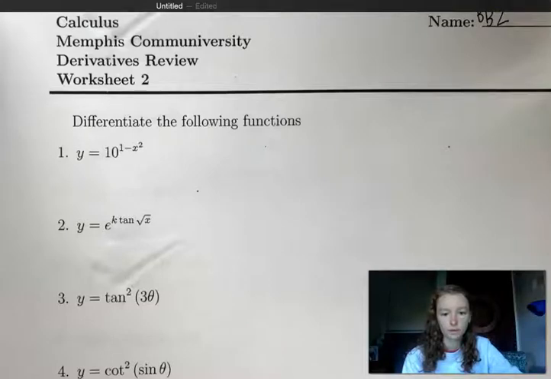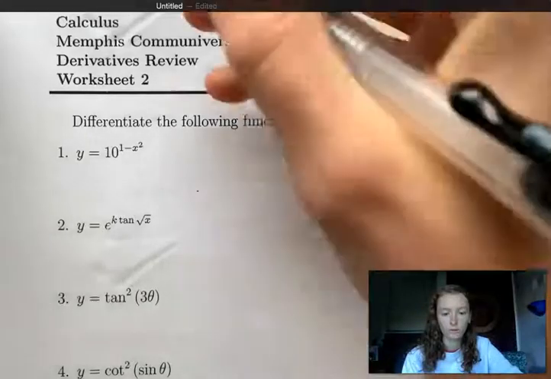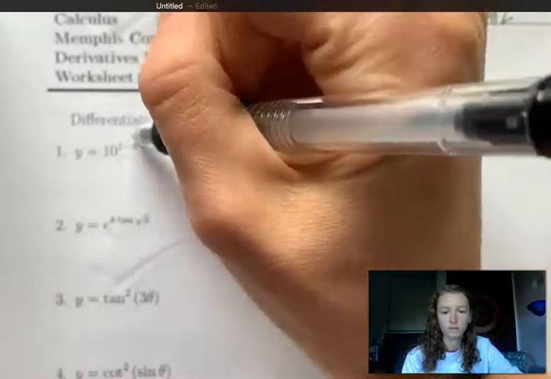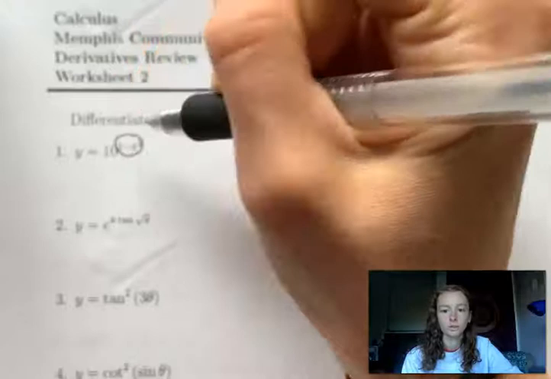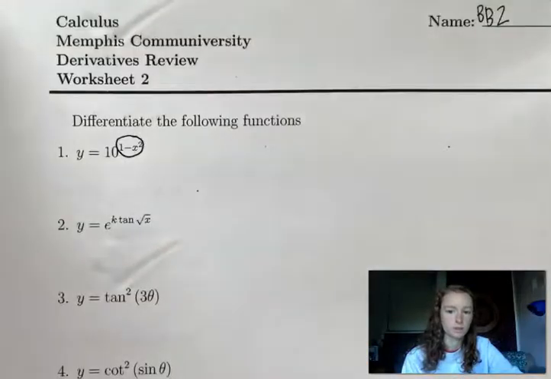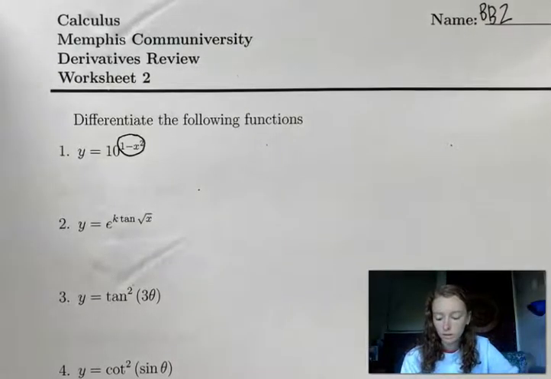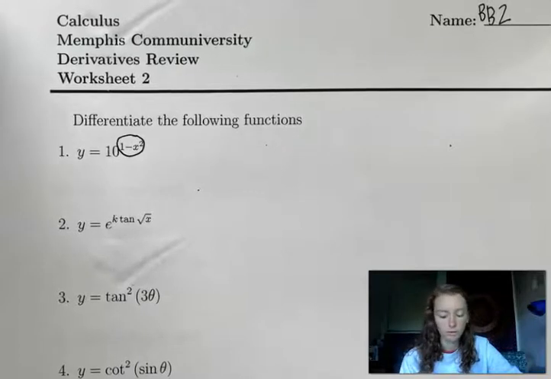Okay, so for our first one, we're going to circle what makes it the chain rule. So we have the inside function of 1 minus x squared. And this isn't the power rule. This is the a to the x rule because we have a number to the x. So the derivative of a to the x is ln of a.